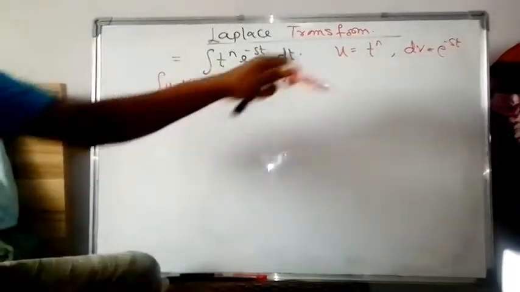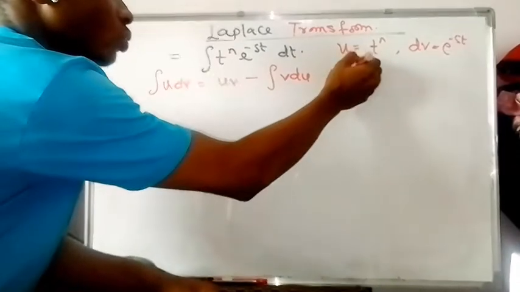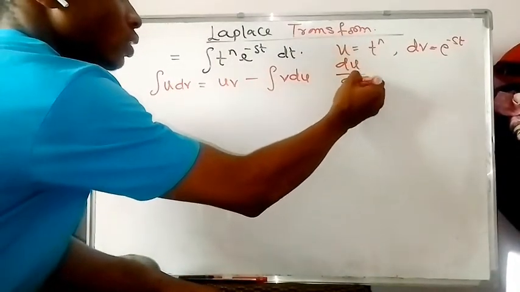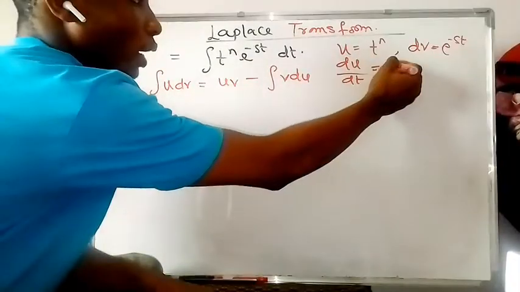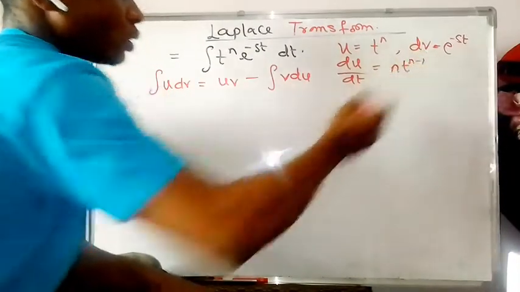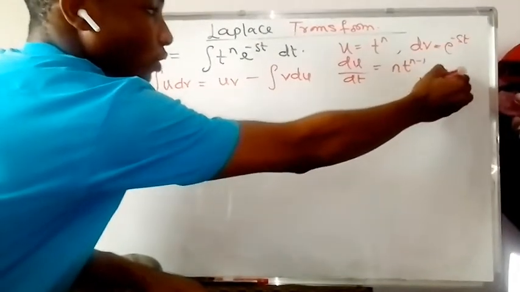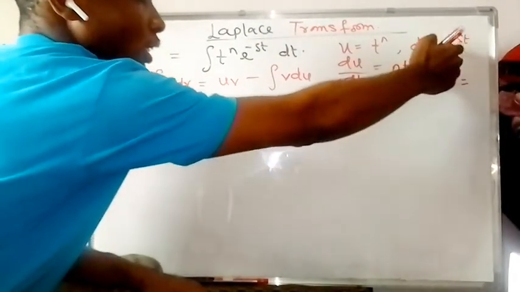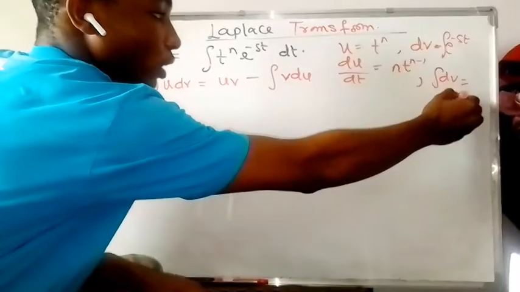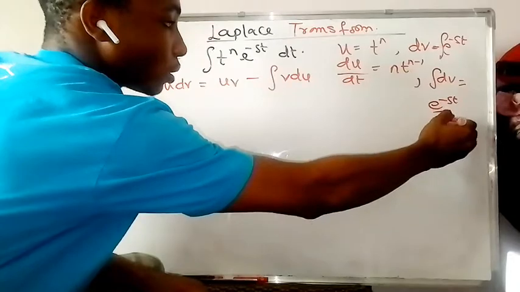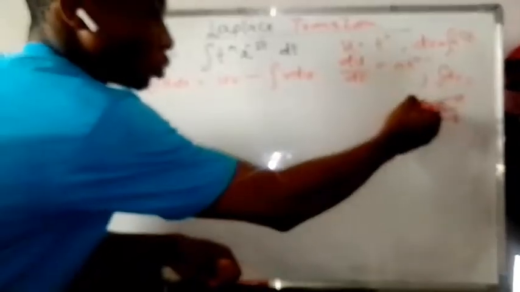So we are going to be differentiating u and integrating dv, right? Differentiating u, we have du/dt, which is equal to n times t raised to the power n minus 1, since we are differentiating t raised to the power n. Now integrating dv, we integrate exponential minus st, which gives exponential minus st divided by minus s. So v is equal to this.